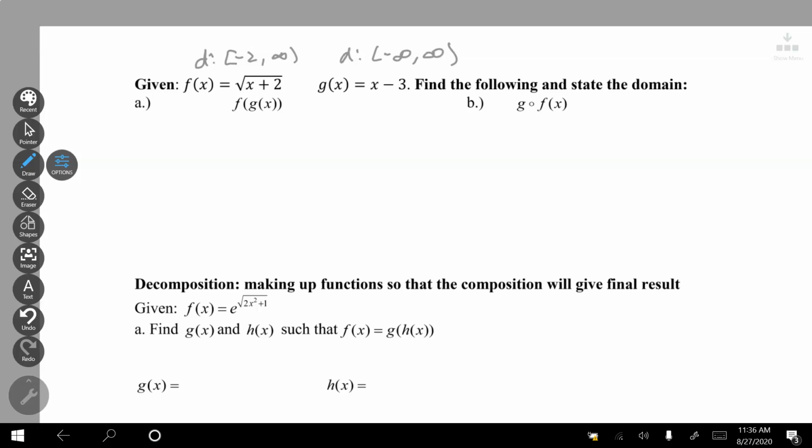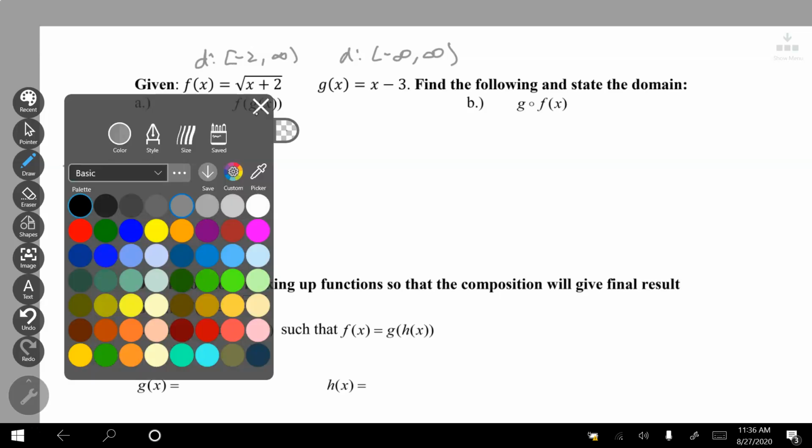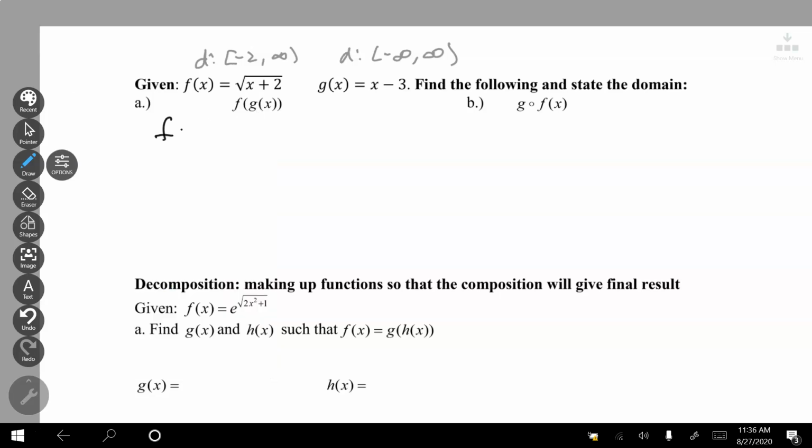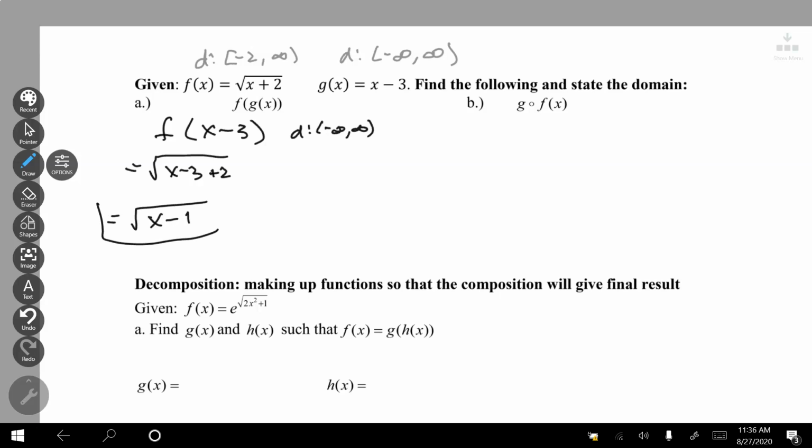So this one I have to do g first. So it's going to be f of g, which is x minus 3, and there's no restriction here. The domain is all real numbers still. But I'm going to plug that into the f function, and I get x minus 3 plus 2, all underneath the square root sign, and I clean it up. I get x minus 1 underneath the square root sign. And this has a domain restriction of 1 to infinity, all real numbers greater than or equal to 1.